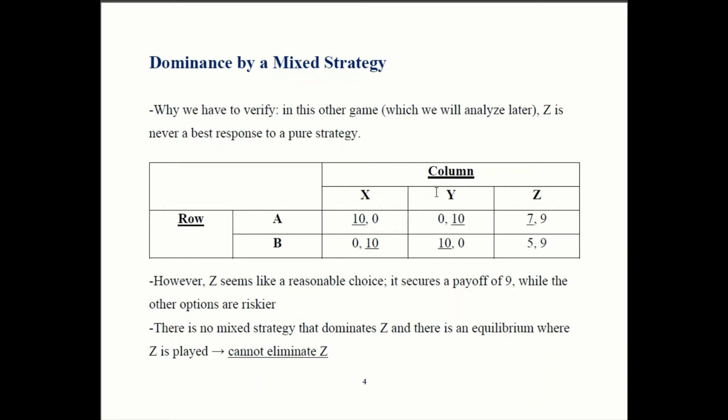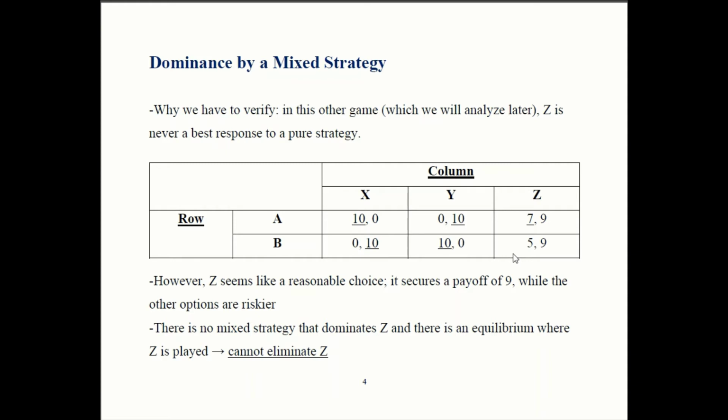Likewise, if we know that Y is going to be played, it's better to play B and get 10 than play A and get 0. Against Z, you'd rather play A and get 7. That's better than getting 5. So Z is never a best response, so that should make you suspicious if Z could potentially be eliminated.